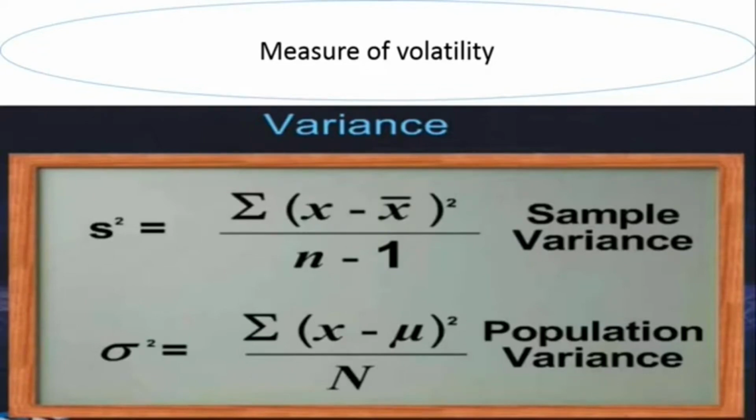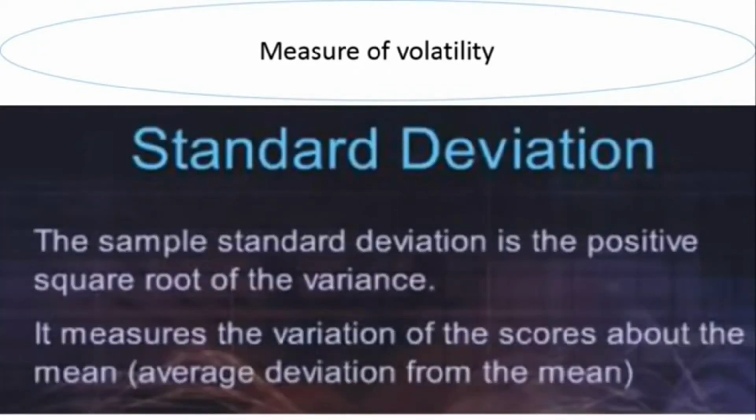So the standard deviation, the last measure of volatility that we are going to show you here, is just the positive square root of the variance. So you have your variance, you calculate the square root, and you have the standard deviation. It means the variation of the scores about the mean, which means the average deviation from the mean. So that's a statistical interpretation of standard deviation, and the calculation is given on your screen as the square root of our variance that we have just defined earlier.